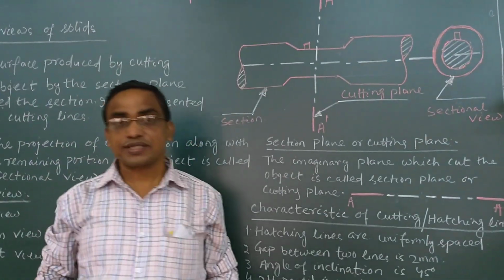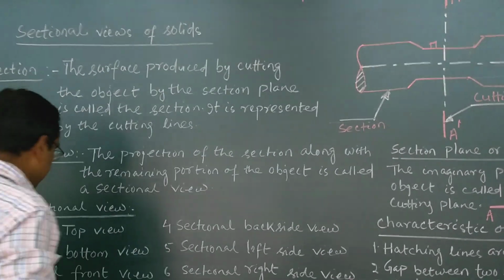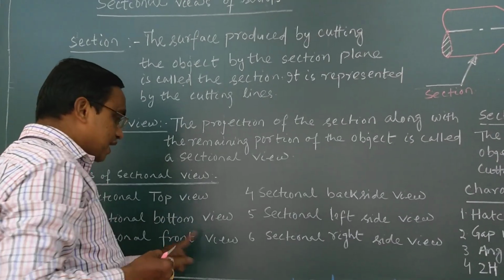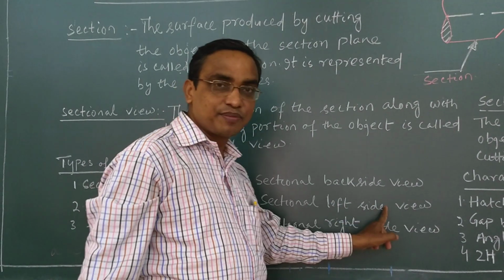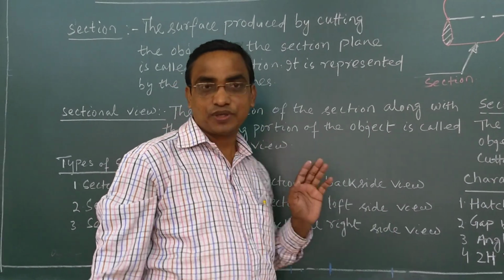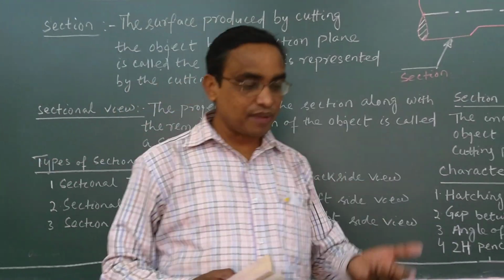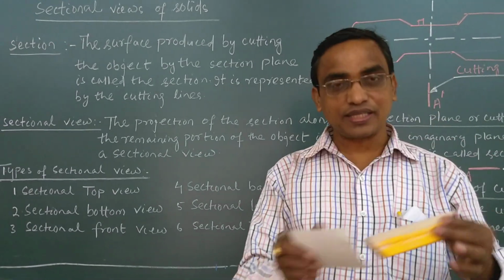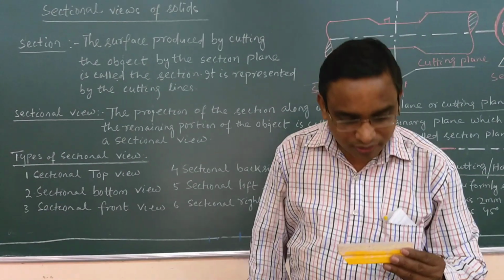So what are the various types of sectional view? There are 6 types of sectional view. One is sectional top view, sectional bottom view, sectional front view, sectional back side view, sectional left side view, and sectional right side view. Just you mark. What is sectional top view? It may be asked in the Viva, what is the difference between top view and sectional top view? This is the object. I mark the top portion of the object, that is called top view.